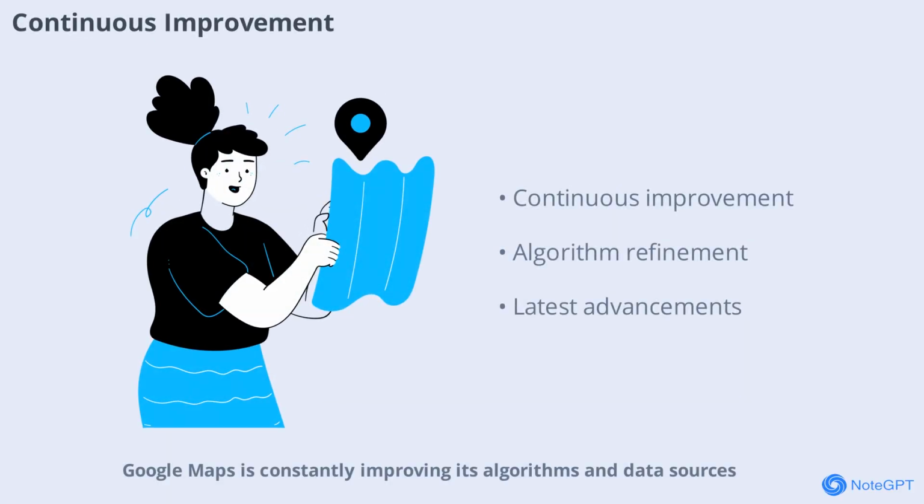Google Maps is constantly improving its algorithms and data sources. By incorporating new technologies and user feedback, the app refines its routing engine, delivering better navigation every day. This commitment to innovation ensures that users always have access to the latest advancements in digital mapping.